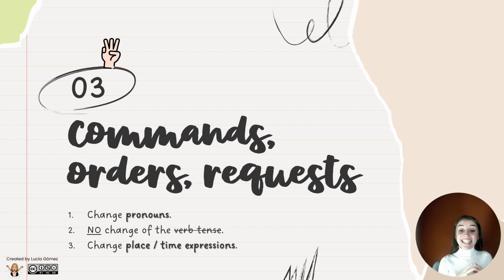Last but not least, in the third type of sentences, we have commands, orders, and requests. We shouldn't forget that in this case, we are also changing pronouns and place and time expressions in the same way we did before. But there's a change, and it's that we are not going to change in any way the verb tense. No vamos a cambiar de ninguna forma el tiempo verbal en base a la tabla que os he presentado anteriormente, pero sí que va a haber un leve cambio, hay una especie de fórmula para trabajar con estas órdenes o peticiones formales. So, let me show it to you.